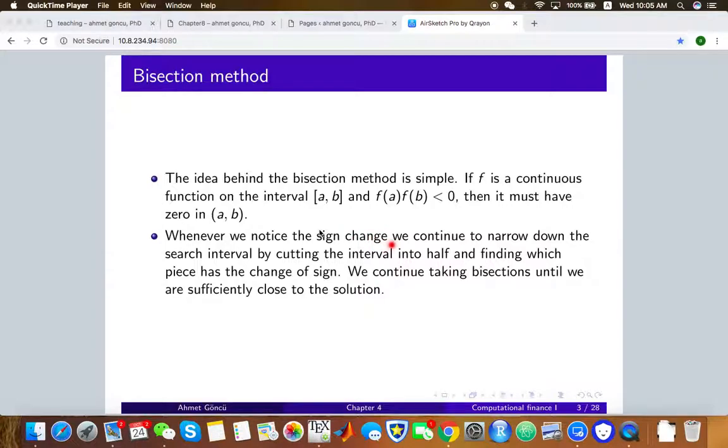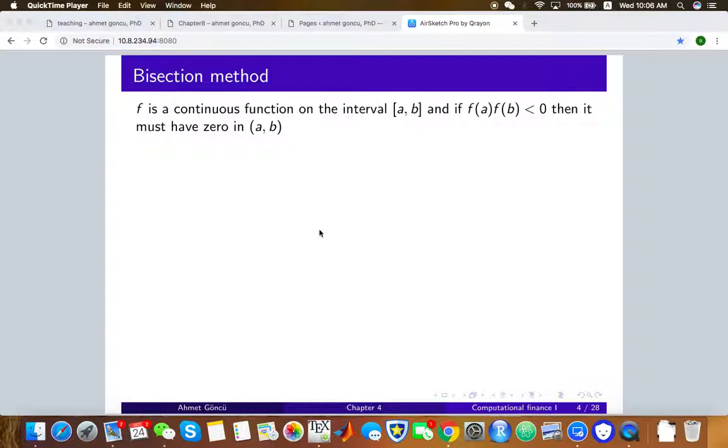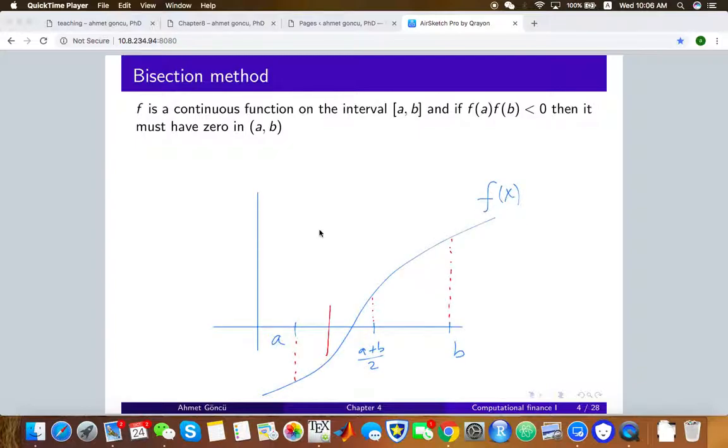Whenever we notice the sign changes in a particular interval, we will narrow down and continue to search the interval by taking a cut from the midpoint of this interval and continue the same process of checking the signs and trying to get closer and closer to the root of the function. So we can explain this with a figure. It will be much easier. Suppose you have a function f of x like this, and you want to search for the root in this interval a to b.